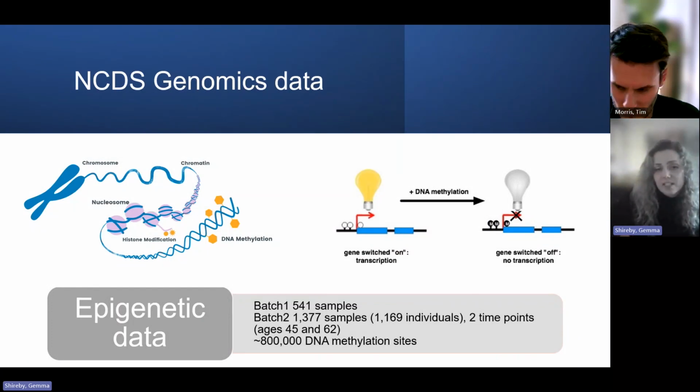This data was generated using the Illumina EPIC array. And after quality control, we have around 800,000 DNA methylation sites.